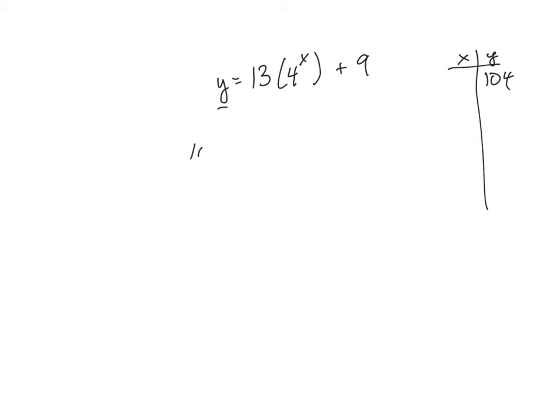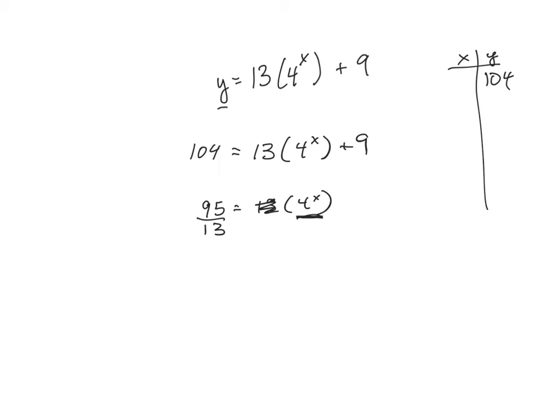So I'm going to put in 104 equals 13 times 4 to the power of x plus 9. Well, let's subtract 9 from both sides. So 104 minus 9 is 95, equals 13 times 4 to the power of x. Let's divide both sides by 13. So 95 divided by 13, that's about 7 point something. So 4 to the power of what gives you 7 point something?